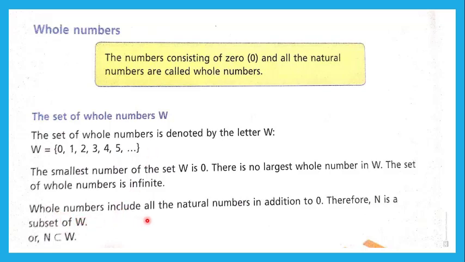So whole numbers include all the natural numbers in addition to 0. Therefore N is a subset of W. Yes, of course, because the set of natural numbers is smaller than whole numbers. Why is that? Because in natural numbers we do not have 0, but in whole numbers we have 0. So natural numbers are already inside the set of whole numbers.